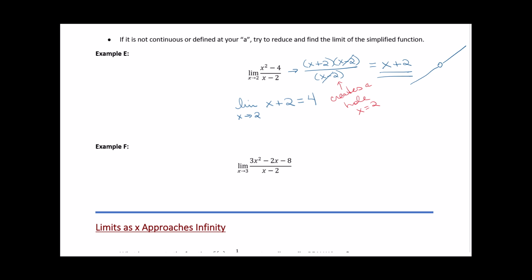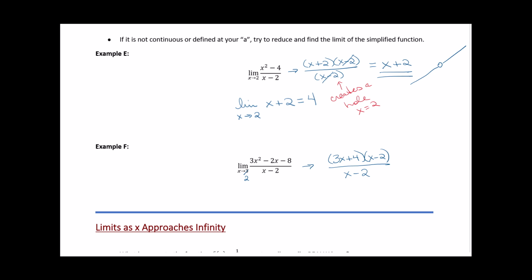So notice in example F, it's actually approaching 3, and it's defined at 3. I can plug in 3 down here, and we get a 1, not a 0, so we can just plug it in. But let's say again, for example, it was approaching 2 instead of 3. We would still need to factor the numerator, which would factor into 3x plus 4 times x minus 2, all divided by x minus 2.